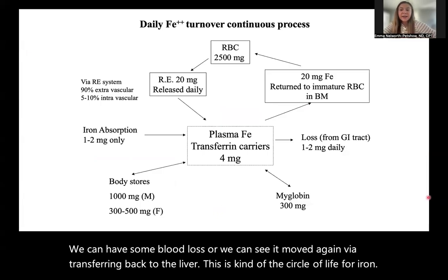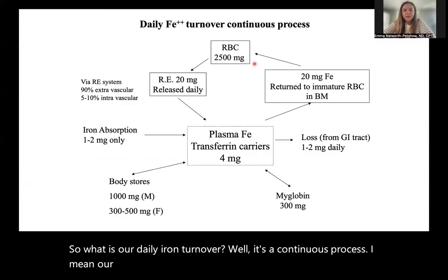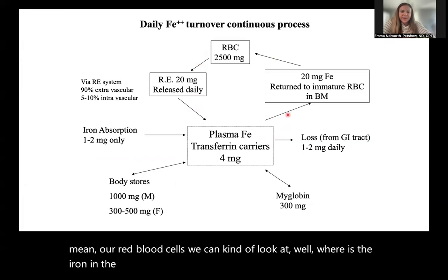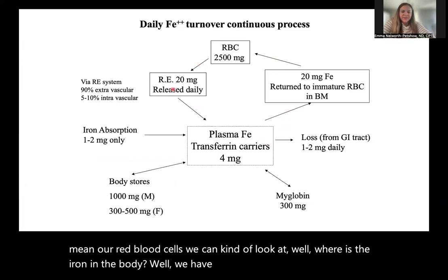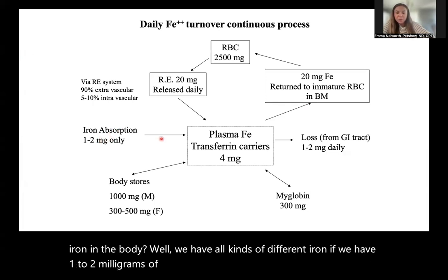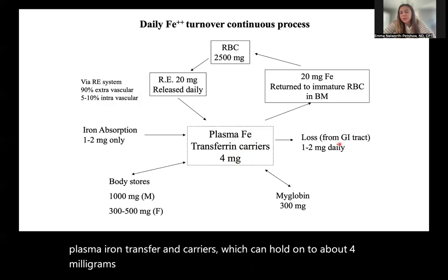So what is our daily iron turnover? Well, it's a continuous process. I mean, we can kind of look at, well, where is the iron in the body? Well, we have all kinds of different iron. If we have 1 to 2 milligrams of iron that's absorbed only, we can then have our plasma iron transferrin carriers, which can hold on to about 4 milligrams. About 1 to 2 grams per day is lost in the gut.